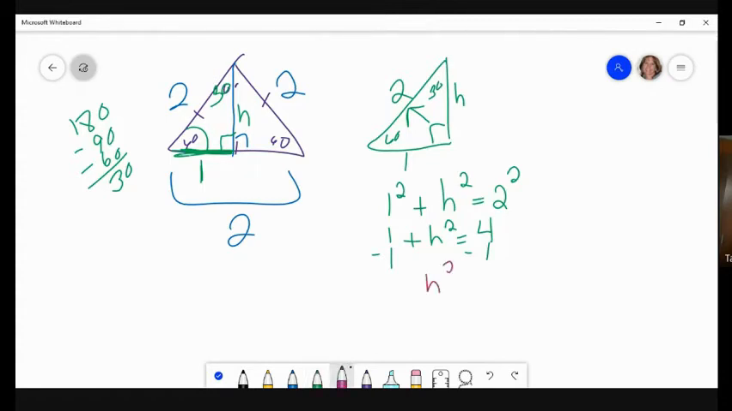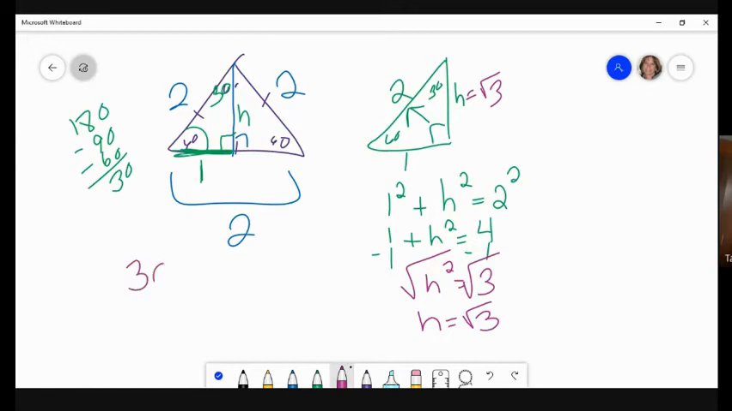So we get h squared equals 3. And again, we're going to take the square root. So we find that our height is the square root of 3. So for our 30, 60, 90 triangle, no matter what sizes or how long our sides are, this relationship is going to be true for any 30, 60, 90 triangle. Okay, so there's our ratios.